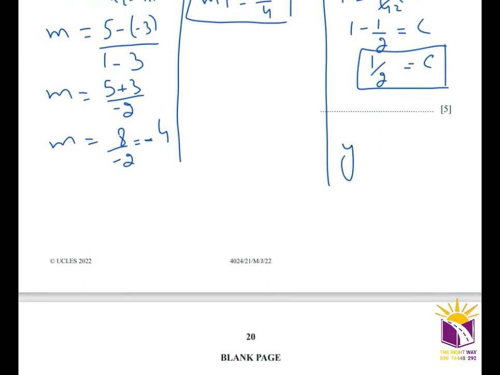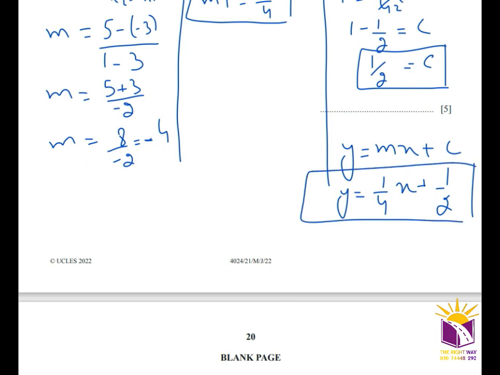Now the equation becomes y equals mx plus c. y is equal to 1 over 4, which is the value of m, and c, which is the value of 1 over 2. So this is our desired equation: y is equal to 1 by 4 x plus 1 over 2. Or you can multiply the whole equation by 4. It will become 4y equals x plus 2. You can write it in this form or in this form. It's up to you.